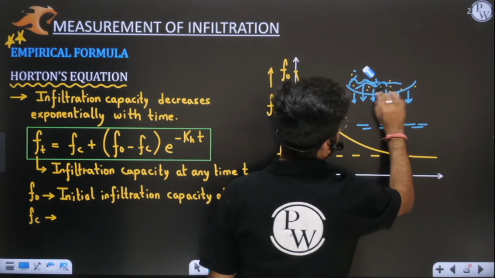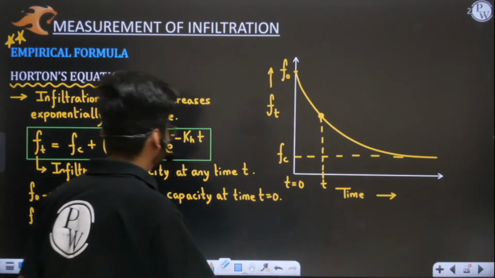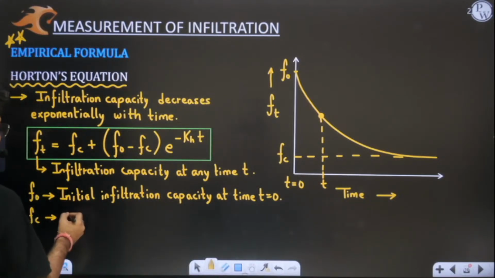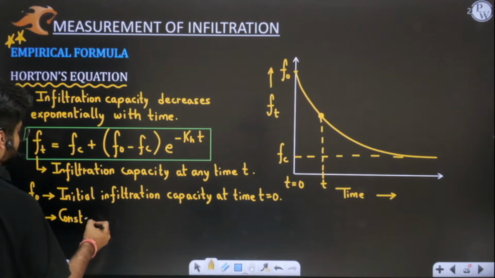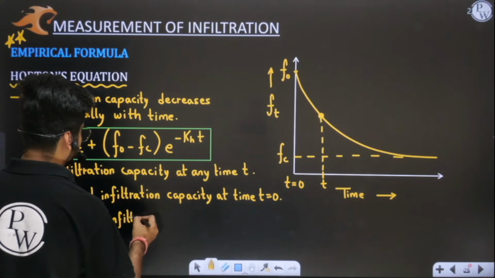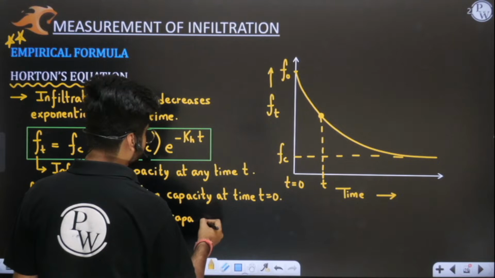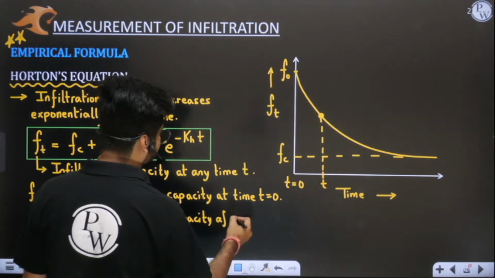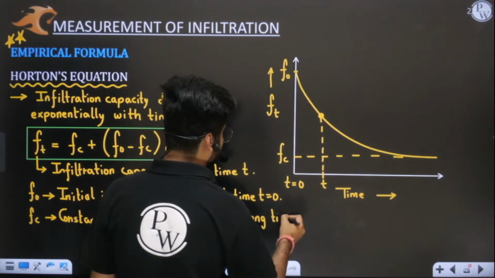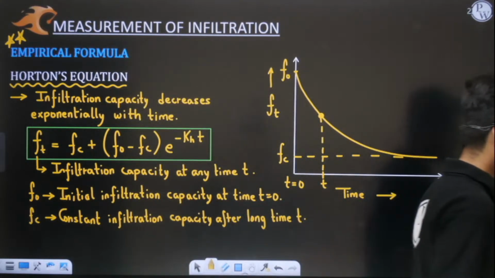So because of saturation of all the voids after a certain period of time, you will see that this constant phenomenon will happen. Okay, so this fc thing is constant infiltration capacity. This is constant infiltration capacity after a long time t. Okay. Is this thing clear?